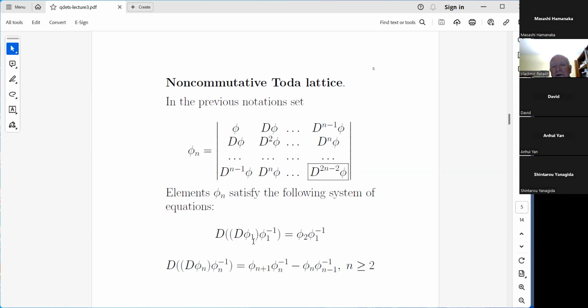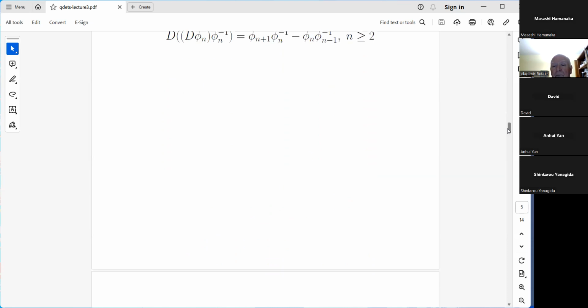And this element satisfies the following system of equations, which is written here. As you see, on the left-hand side, in the commutative case, this is just a double logarithmic derivative. In the non-commutative case, you have to be more careful, so you write it like this. This is just an example, historically our first example of a non-commutative integrable system. And you can investigate this, but I would like to have more applications.